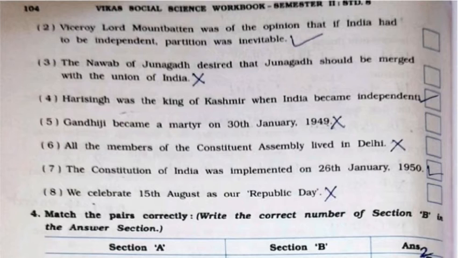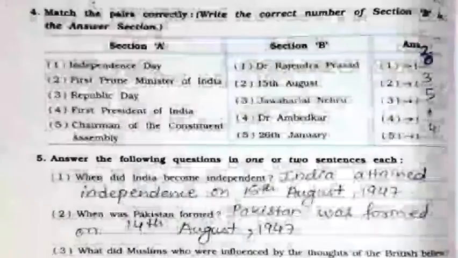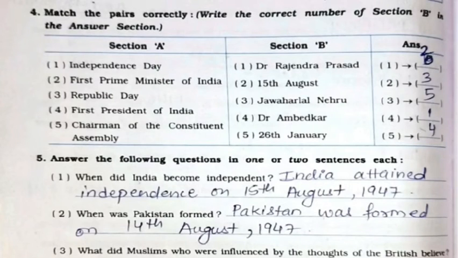It is false. Sixth, all the members of the Constituent Assembly lived in Delhi. It is false. 7th, the Constitution of India was implemented on 26 January 1950. It is true. 8th, we celebrate 15th August as our Republic Day. It is false. Now we'll continue with question number 4, that is match the following.